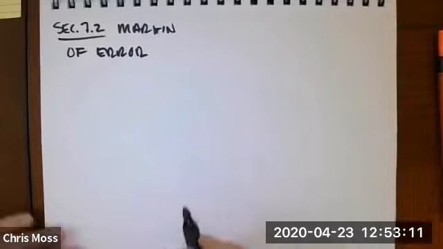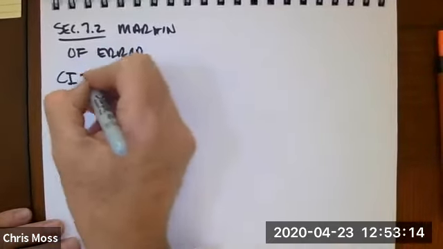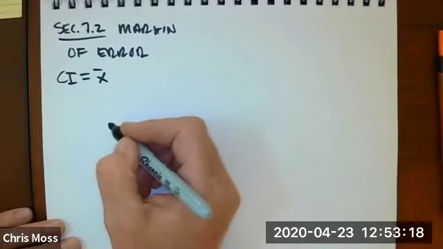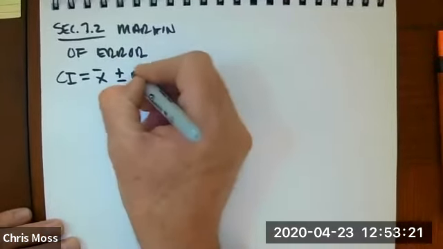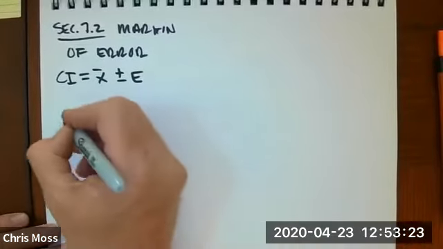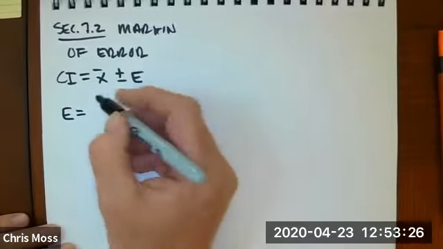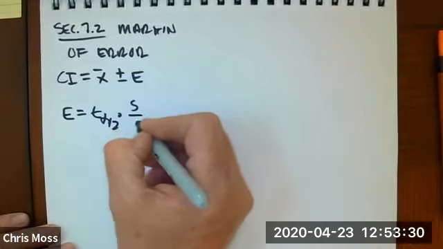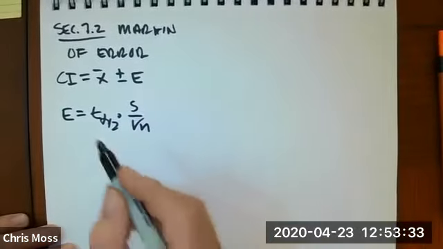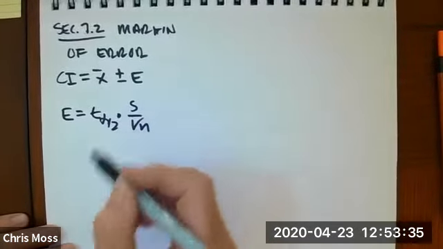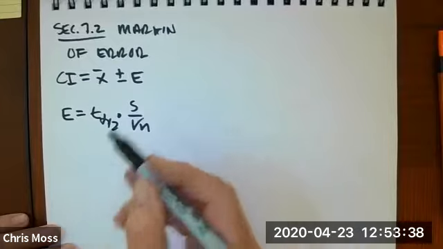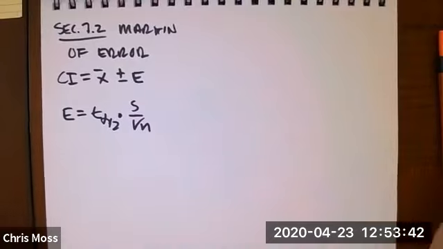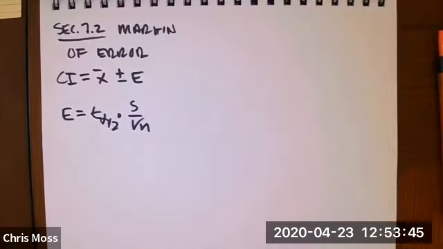I'll remind people we are estimating population means. The confidence interval is X bar plus or minus my margin of error. That margin of error takes a slightly different form than it does in 7.1. We use the t distribution, so we've got a critical value, t alpha over 2, times the standard deviation divided by the square root of my sample size.